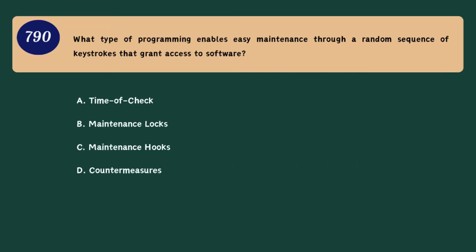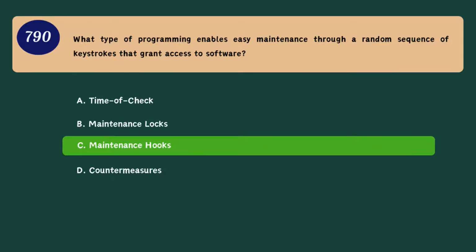Question 790. What type of programming enables easy maintenance through a random sequence of keystrokes that grant access to software? A. Time of check. B. Maintenance locks. C. Maintenance hooks. D. Countermeasures.